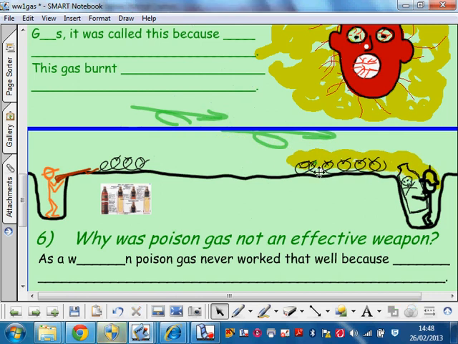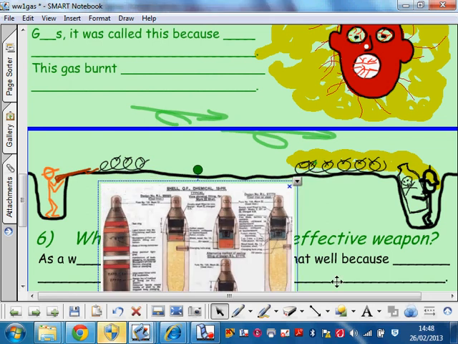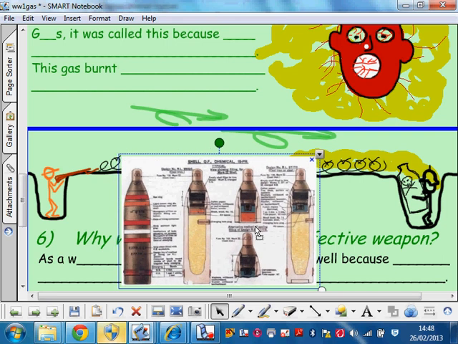So the problem with poison gas is that once you've released it, you can't really control it. Later in the war, the Germans started putting it inside exploding shells. That was a bit better, but it was never really a war-winning weapon.